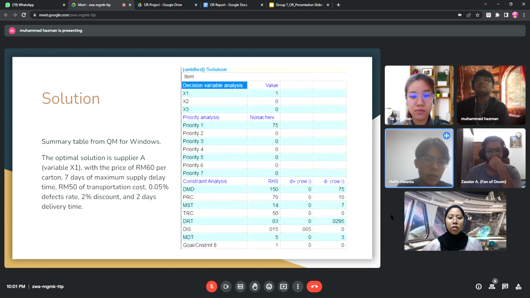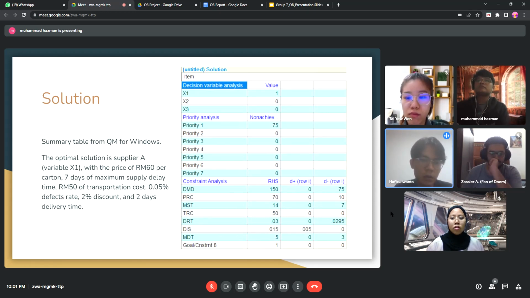After we solve using the QM for Windows, we can see that the optimal solution is to choose supplier A, which is shown as variable x1. Supplier A offers the price of 60 ringgit per carton, 7 days of maximum supply delay time, 50 ringgit of transportation costs, 0.05% defect rates, and also 2% discount and 2 days of delivery time.